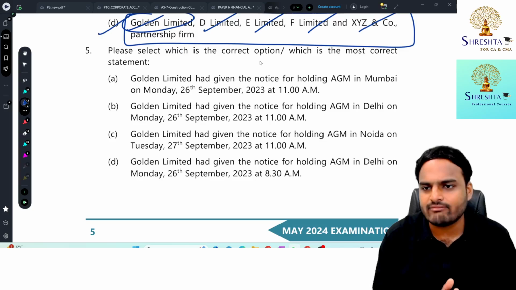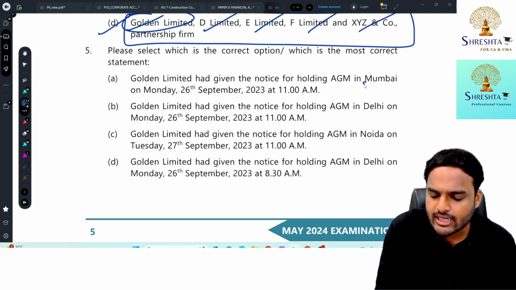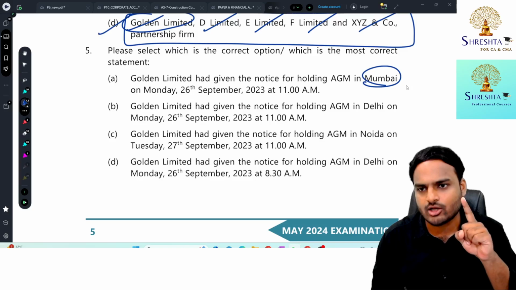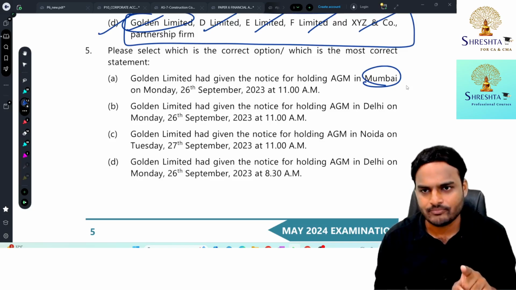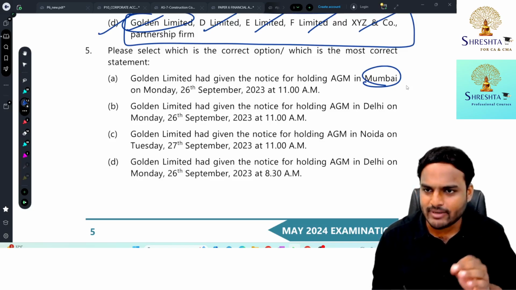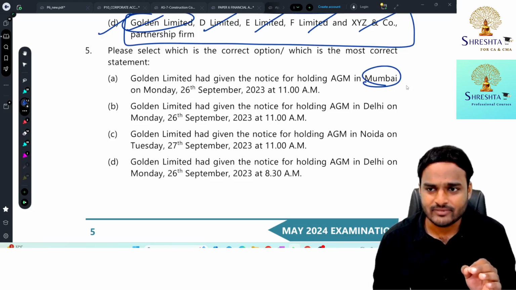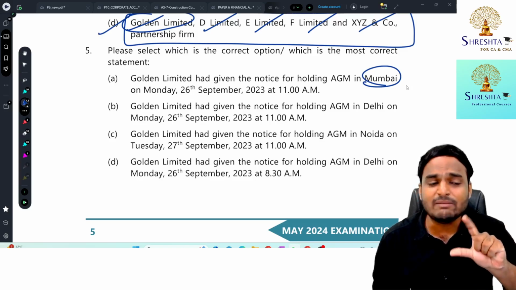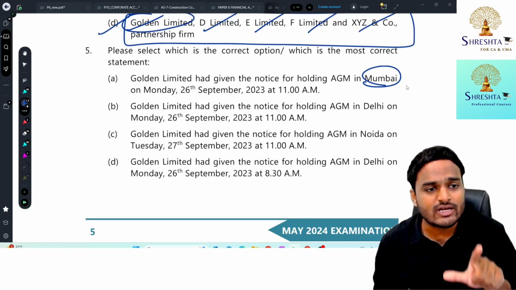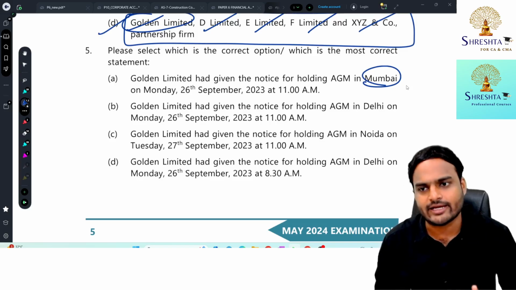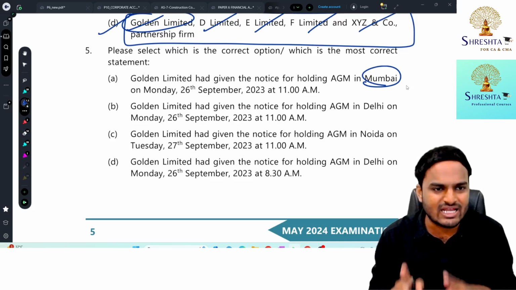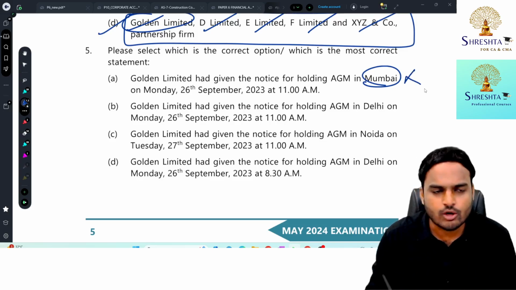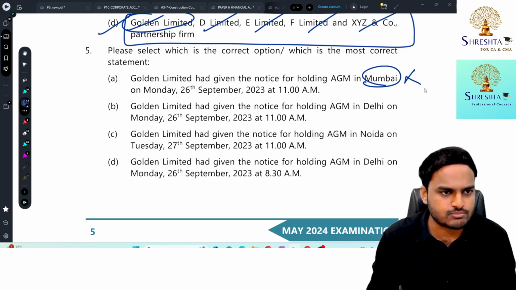Next one, please select which is the correct option or which is the most correct statement. Golden Limited had given a notice for holding AGM in Mumbai. First paragraph, if you observe, registered office Delhi, corporate office Noida. A public company can conduct AGM at registered office or at any place in the city, town, village where the registered office is situated. Yes or no? The company's registered office is situated in Delhi. So Mumbai is a wrong option.